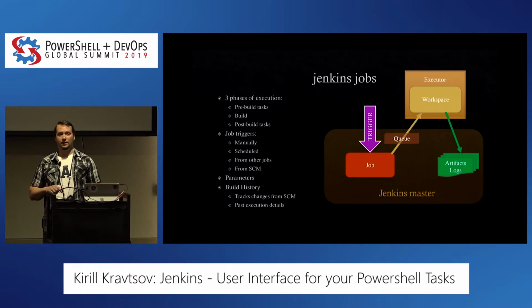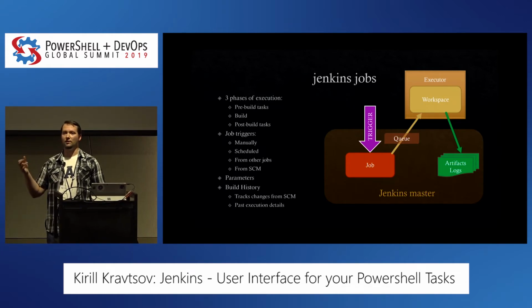And build history is where your execution history is stored, obviously. It contains things like builds. It contains things like tracking changes from SCM. So let's say you pushed 5 commits, and you would see what changed between the previous execution and the current execution.